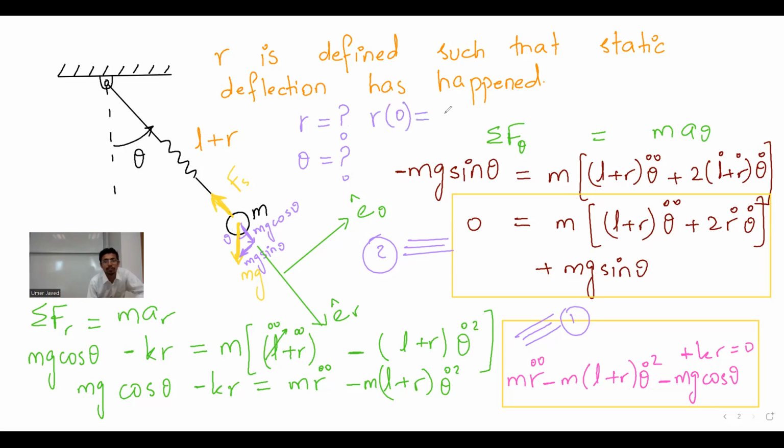Let's say someone deflected this 0.1 centimeters downwards, and someone also gave a push, so that R dot at 0 is, let's say, negative 0.02 by 100. That's really less, by the way. Then it doesn't stop here. Someone also took it to 20 degrees anti-clockwise. Let's say you can take it clockwise as well.